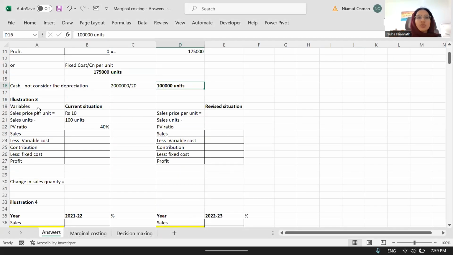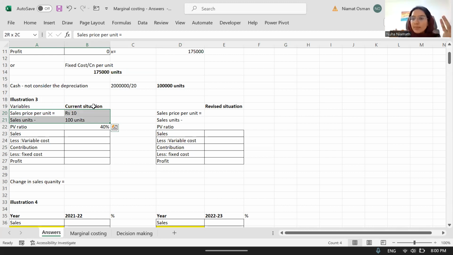Let's take this current situation. If it is having a PV ratio of 40%, we'll give it an example. Let's take 10 rupees. Let the current sales price be 10 rupees. And just an example. You can take whatever you want. 20 rupees, 200 units, whatever you want, you can take.